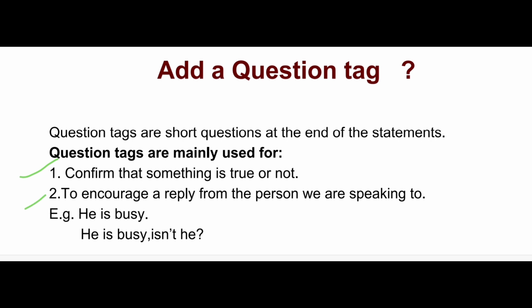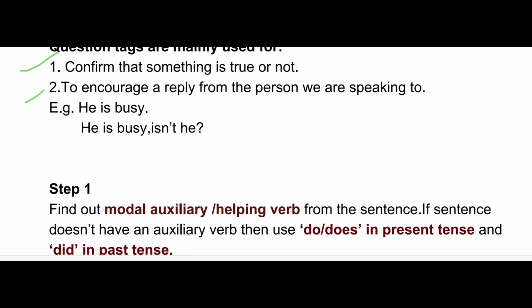And the second one, we are using these question tags to encourage a reply from the person we are speaking to. For example, he is busy. The same sentence is repeated. He is busy, isn't he? We are just taking the confirmation through the question tag.